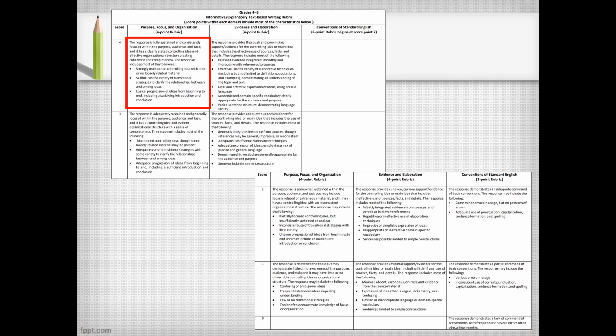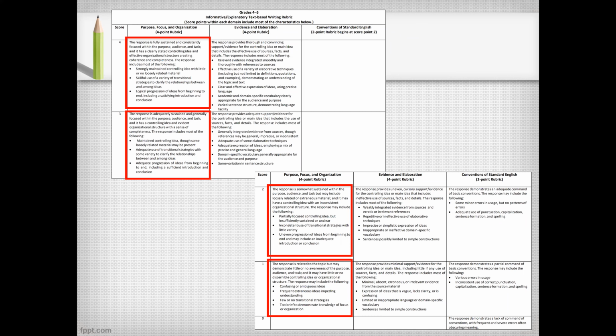But what we're going to be doing is looking across a domain. What I mean by that is we will look at the 4 in PFO, compare and contrast it to the 3 in PFO, then compare and contrast it to a 2 in PFO, and then a 1 in PFO. Our rubrics are 2-sided, so if you have this printed out, you may have to flip from the front to the back. I'm going to take these 4 red boxes and put them down the screen so that we just focus on that 4, that 3, that 2, and the 1 within purpose, focus, and organization.